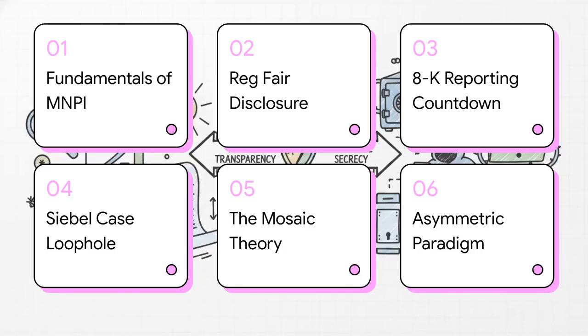To understand why this information asymmetry is basically baked into global markets, we're going to hit 6 key areas today: the fundamentals of MNPI, Regulation Fair Disclosure, the 8K reporting countdown, the Siebel case loophole, the mosaic theory, and finally, the asymmetric paradigm. Let's get right into it.